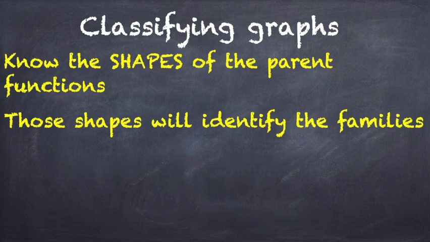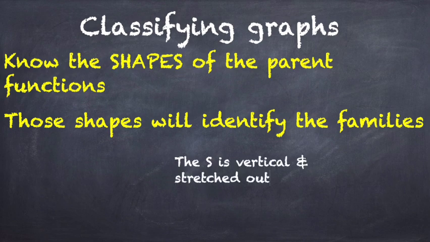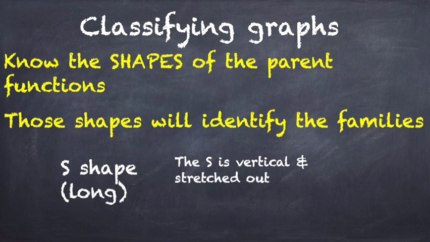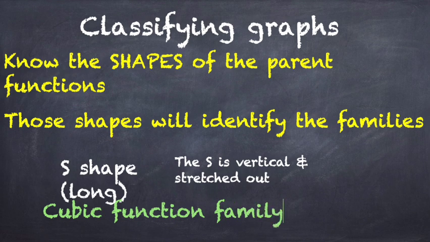Now, we get our last one, which is the S shape. It's vertical. It goes up and down. It's kind of stretched out. Each time, every time, all the time, it's going to be a cubic function family every single time.